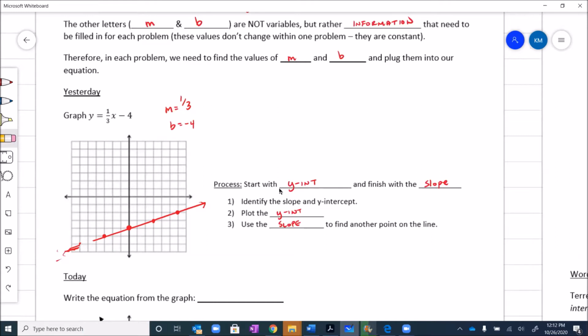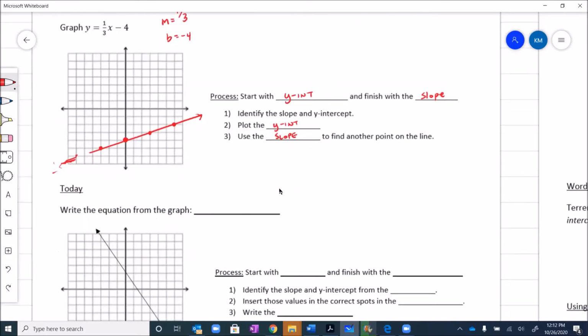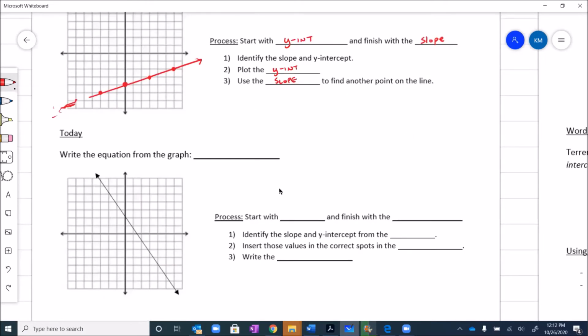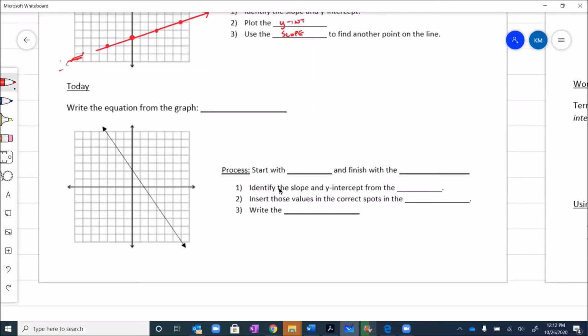All right, so today what we're going to do is write the equation from the graph. Okay, and so if we can graph it, then we can write the equation from a graph because we know what we're looking for. Okay, so as we look at this graph, we're going to identify the information that we want. Start with the y-intercept and finish with the slope.